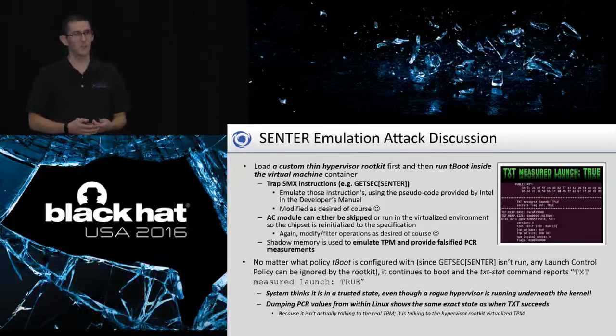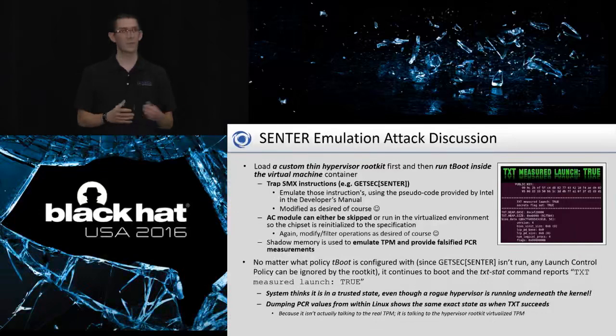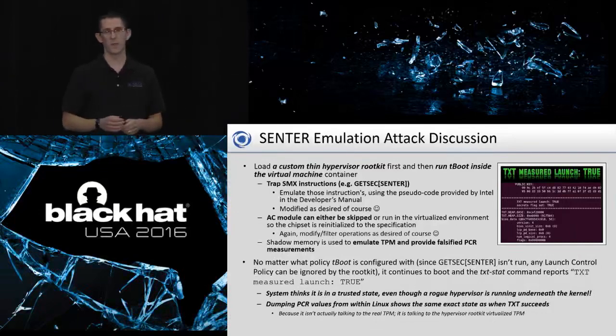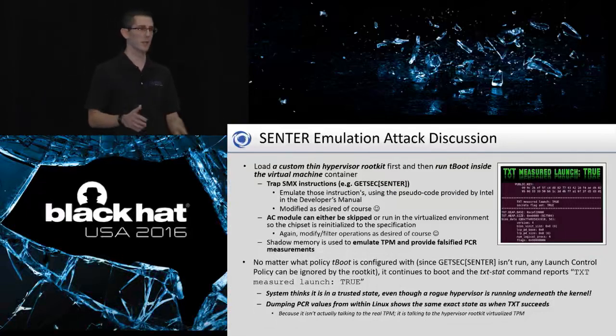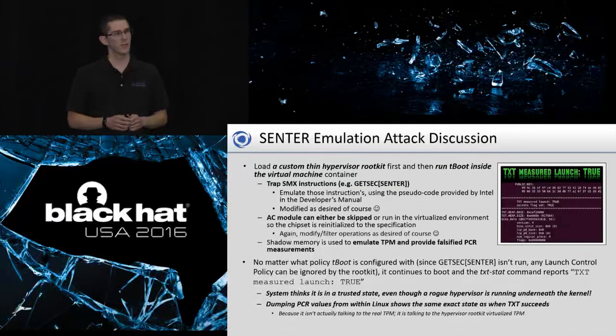Then there's this authenticated code module that's supposed to be the first piece of software run. We have a couple of options with the hypervisor rootkit, and I was actually able to implement it both ways. We can run that AC module inside of a virtual machine we control and let it execute, filtering out some of the operations it's doing. But we also found we can just skip it altogether. There are some side effects of doing that.